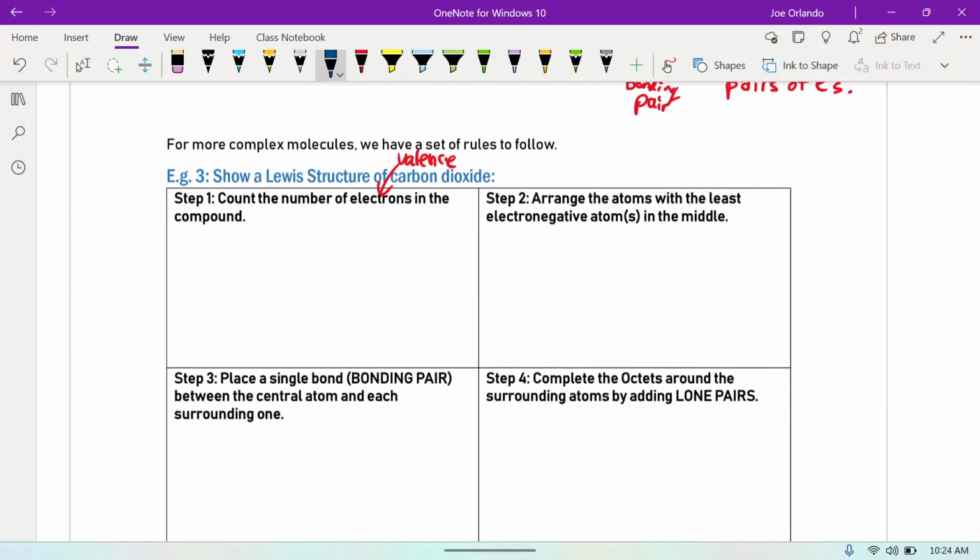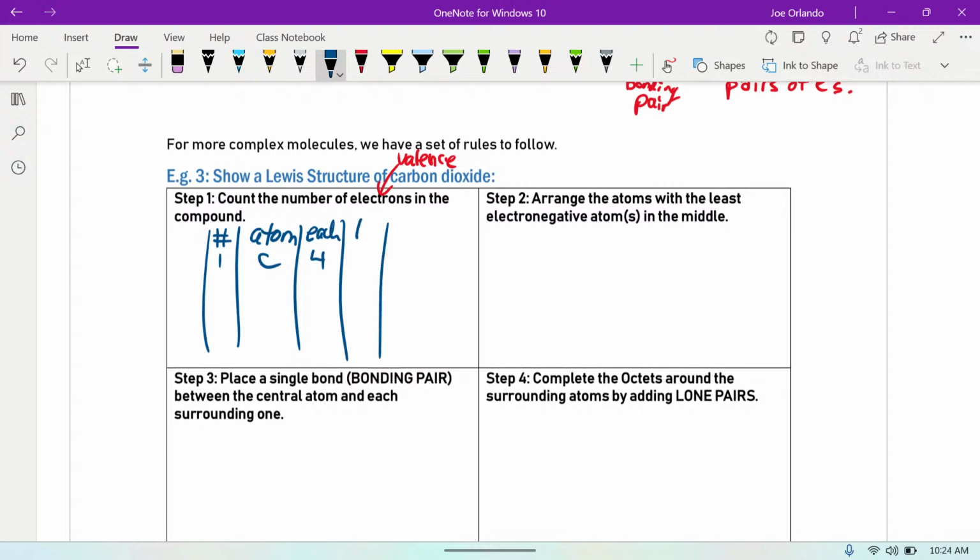But if you want to make a little table, you could say we have one carbon, and in each carbon we get 4 electrons. So we have a total of 4, right? And then we have 2 oxygens. Each oxygen has how many? 6, which gives us 2 times 6 is 12. And so now if we do total, we have a total of 16. However you want to do it, that's fine.